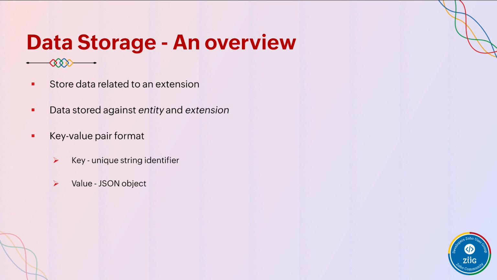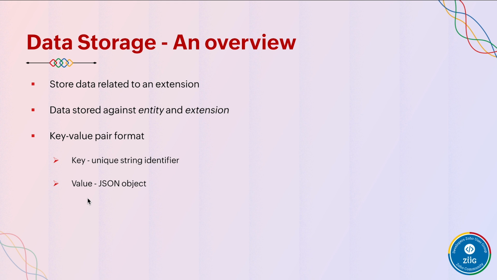We also need to know the format in which you need to store the data. You can store data either against an entity or an extension, but using which format will you store this data? That has to be done in a key value pair format. The key is going to be a unique string identifier of your choice. You can provide any key, but it has to be a unique string identifier. And the value is going to be the data that you store against this key. That value, or the data that you're going to store, has to be constructed in a JSON object format.